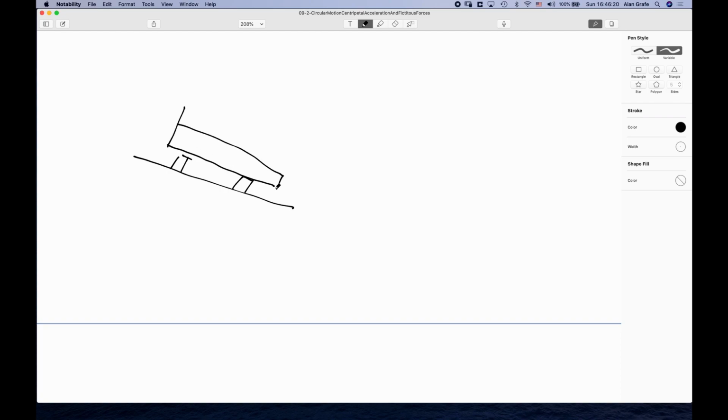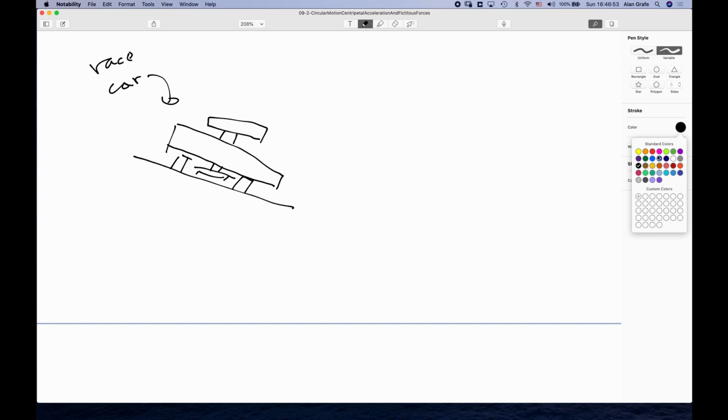Well, say you've got a race car here. Let's see, a race car needs a wing, I guess. Sure, and a front wing. Okay, I tried. This is a race car, and you know it is because I labeled it. All right, so if we were to go ahead and look at this, we can draw a force identification diagram for this.